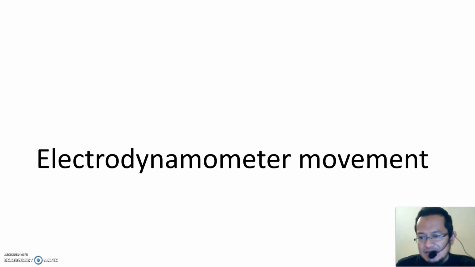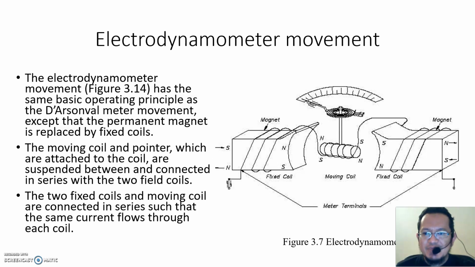But there are other types of meter movement. For example, this one is called electrodynamometer. I don't want to deliberate this too much, but it's enough for you to know that it is arranged in such a way that they have two fixed coils and one moving coil, and this meter can measure AC directly.